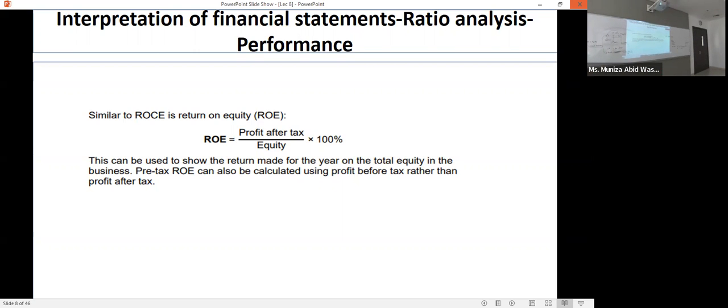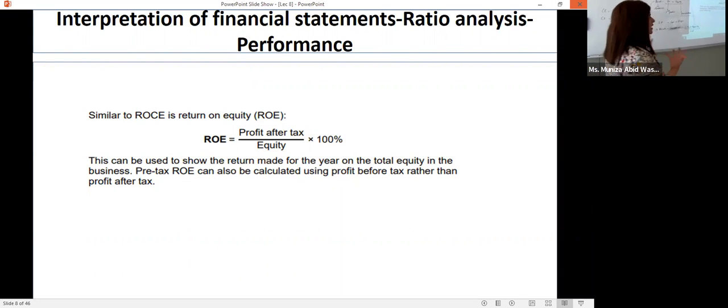It can be of primary importance to the investors of the organization as well, that the funds which we are providing to the organization, how well they have been consumed. So return on equity is equal to profit after tax divided by equity multiplied by 100. It's upon your wish which ratios you want to do in order to analyze the performance of the company. So this can be used to show the return made for the year on the total equity in the business. Pre-tax return on equity can also be calculated using profit before tax rather than profit after tax. So again, instead of using profit after tax, you can use profit before tax as well.